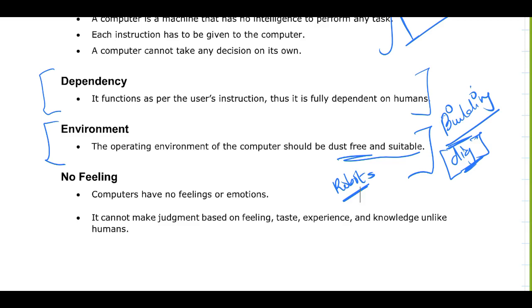Computers have no feelings or emotions, and therefore they cannot make judgments, and you cannot pretend that you really love your computer so much to the extent that it has become your buddy or your friend. They do not know whether you were a good friend yesterday or you mistreated it yesterday. They don't show emotions, therefore they cannot replace humans.